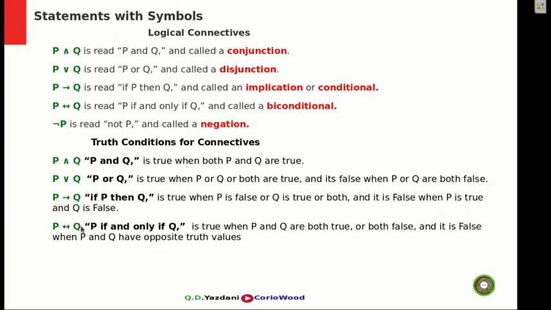P double-headed arrow Q, P if and only if Q, is true when P and Q are both true or both false, and it is false when P and Q have opposite truth values. Not P, our negation, is true when P is false, and is false when P is true.